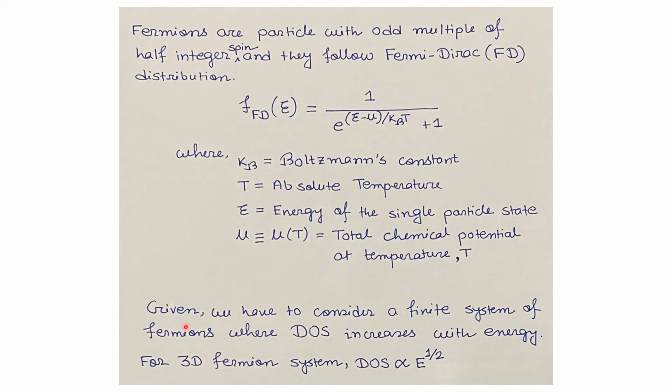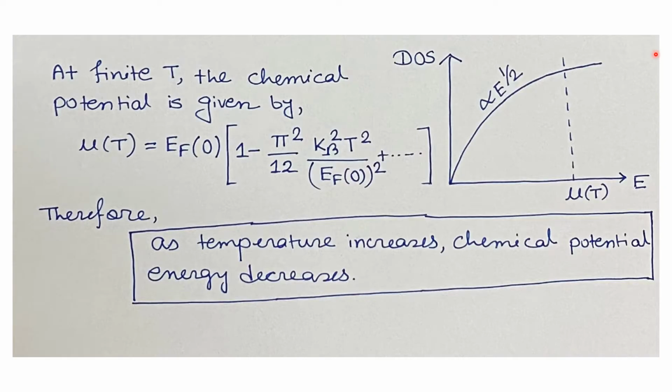Now it is given in the question, we have to consider a finite system of fermions where DOS, that is density of states, increases with energy. Now we know for the fermionic system, if it is one-dimensional, then DOS varies as E to the power minus half, that is a decreasing function of energy. And for a two-dimensional fermionic system, it varies as E to the power 0, that is constant. And for a three-dimensional fermionic system, the DOS varies as E to the power half, so it is an increasing function. So for our case, the fermionic system is a three-dimensional system.